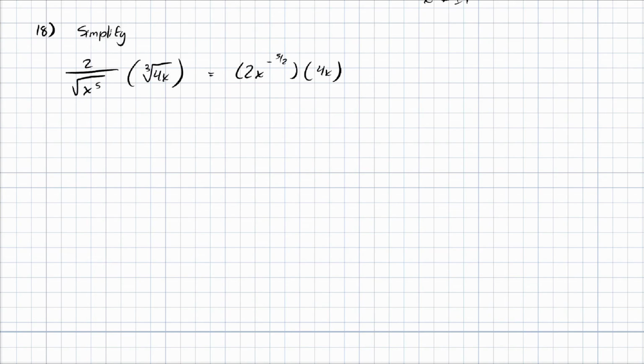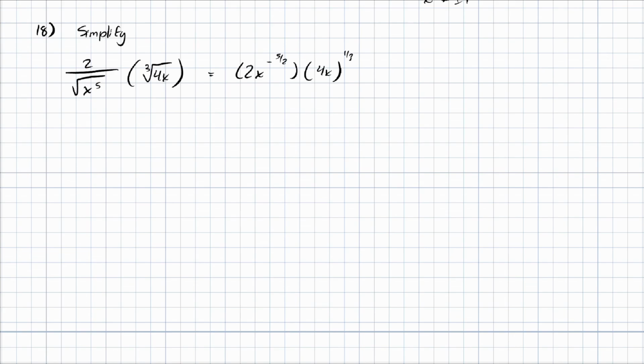Question 18. I want to simplify the following expression. It's 2 over the square root of x to the 5th times the cube root of 4x. Okay, so we're going to put this as exponents. So 2x to the negative 5/2 times (4x) to the 1/3, right? Yeah, 1/3.